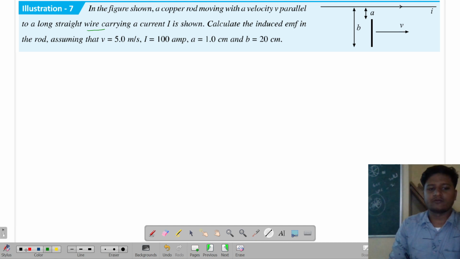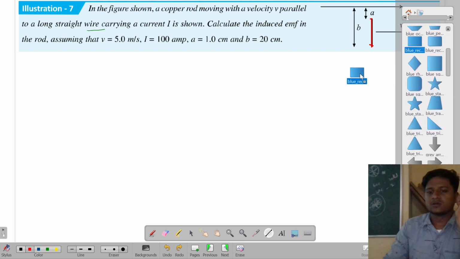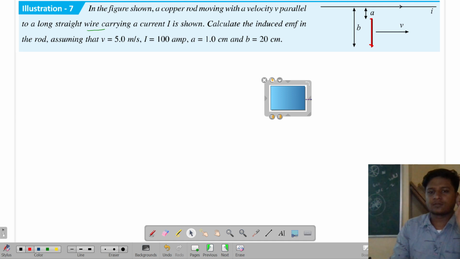Which kind of rod? Copper rod. Now you can ask me, sir, why only copper rod? Why not any other rod? Because copper has more free electrons. So we have a copper rod and it is moving with some velocity. What it is asking: calculate the induced EMF in the rod, assuming that velocity is given, current is given, the distance A is given and distance B is mentioned over here. Can you do this? Try to do it.